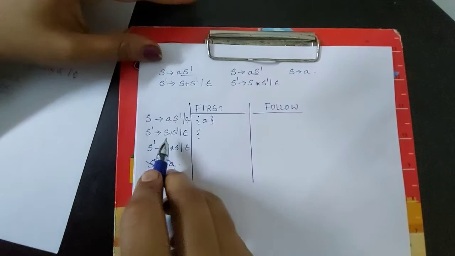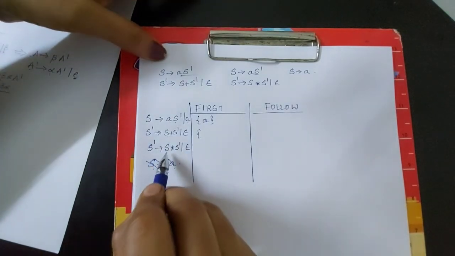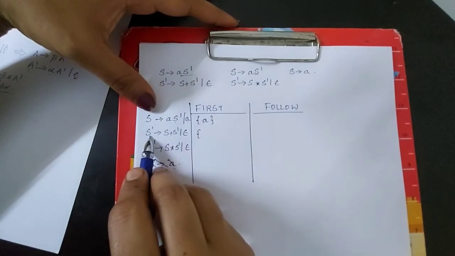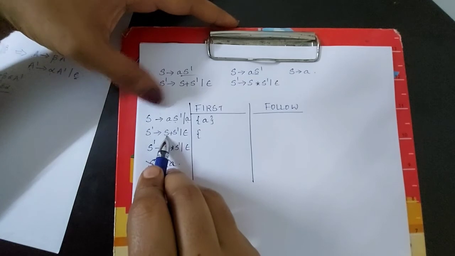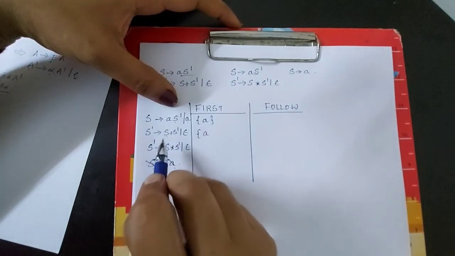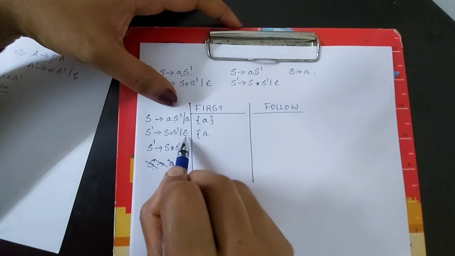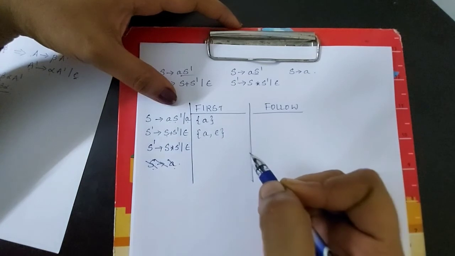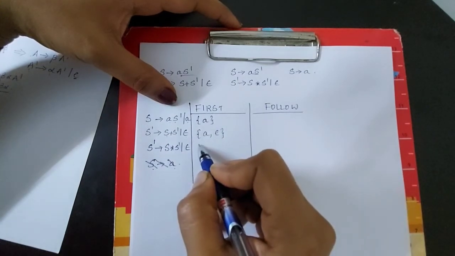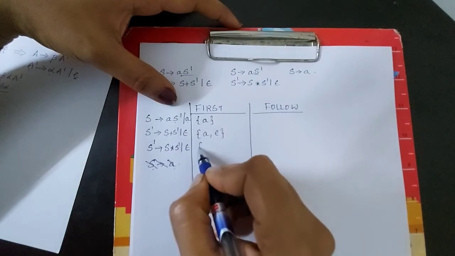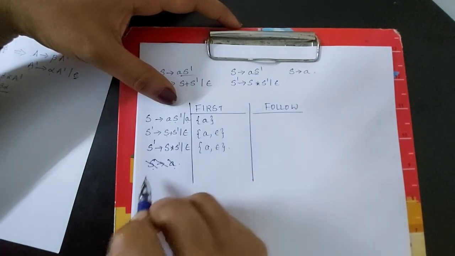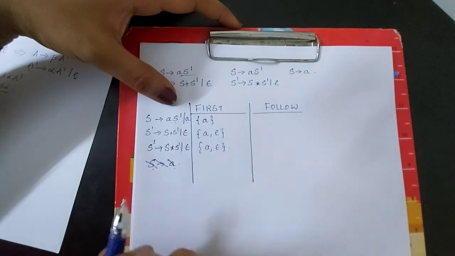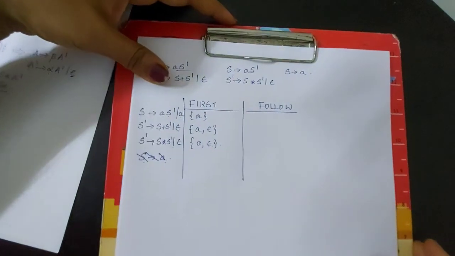Next, S dash derives S plus or S star, right? So over here, what is the first set of S dash? First of S dash is first of S. What is first of S? It is A. For these two productions, there is another one production which derives epsilon. So that is also present in the first set. Okay, so same thing applies to this also. A, epsilon, because first of S dash is first of S, which is A, and epsilon is epsilon over here. I have written. So I have got the first set.